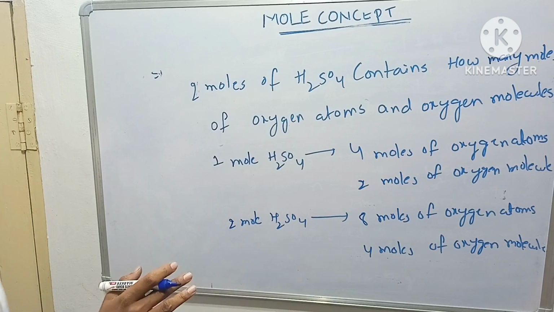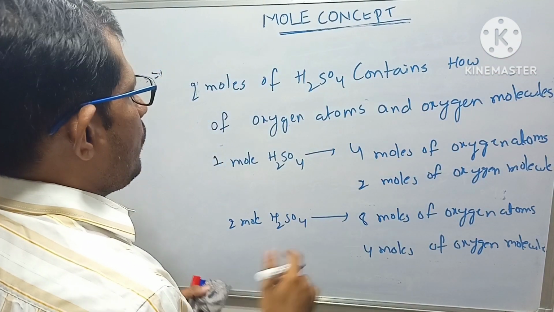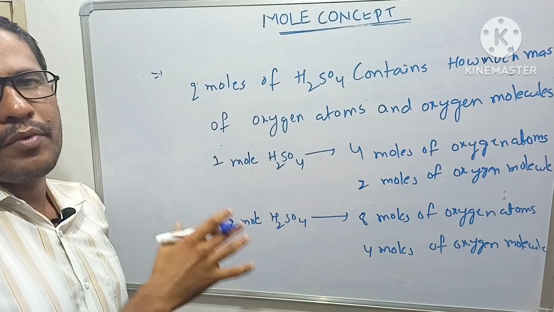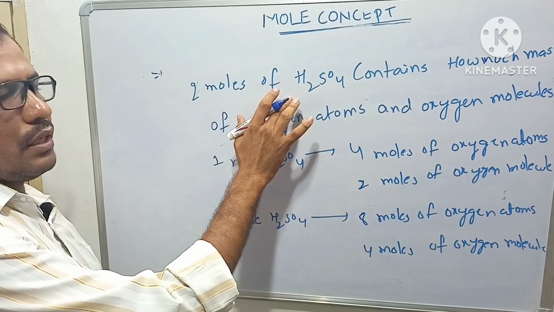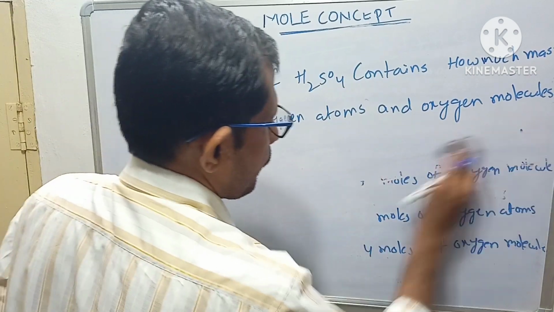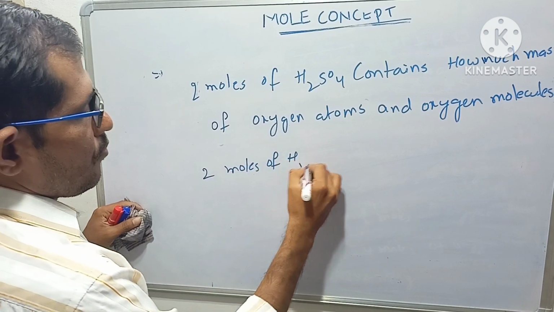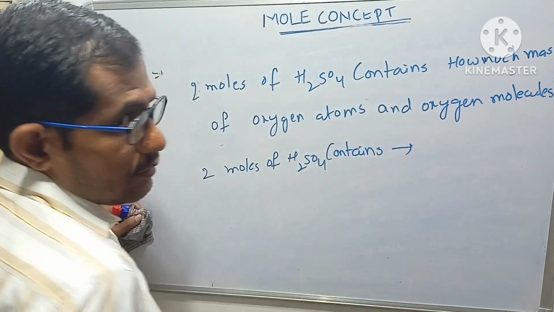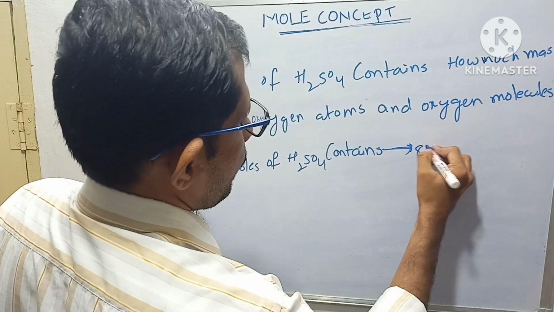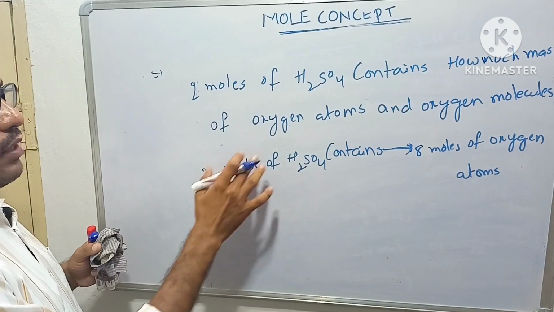Now understood? So now I will slightly change this question. 2 moles of H2SO4 contain how much mass of oxygen atoms and oxygen molecules? In the previous question we calculated the moles. In this question I am just changing it. Now we are going to solve this. As we know, just now we have calculated that 2 moles of H2SO4 contain 8 moles of oxygen atoms.